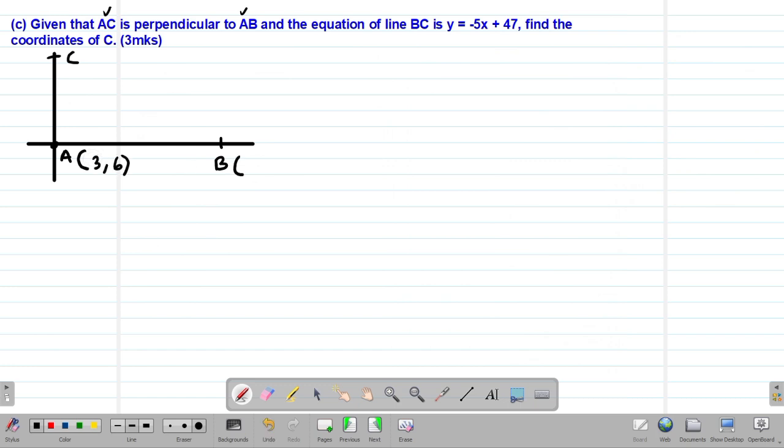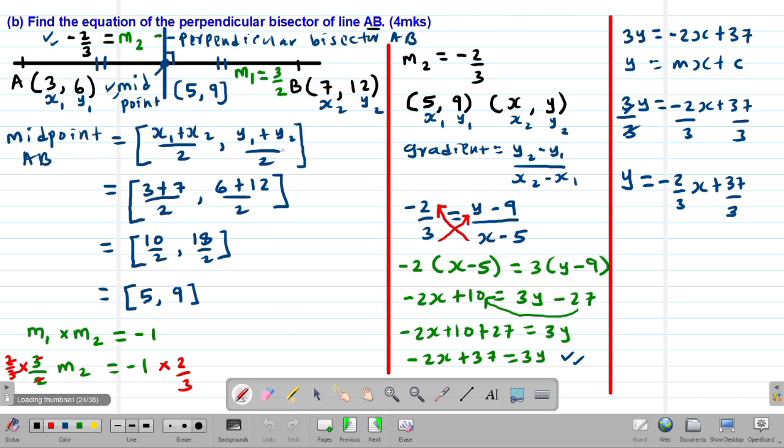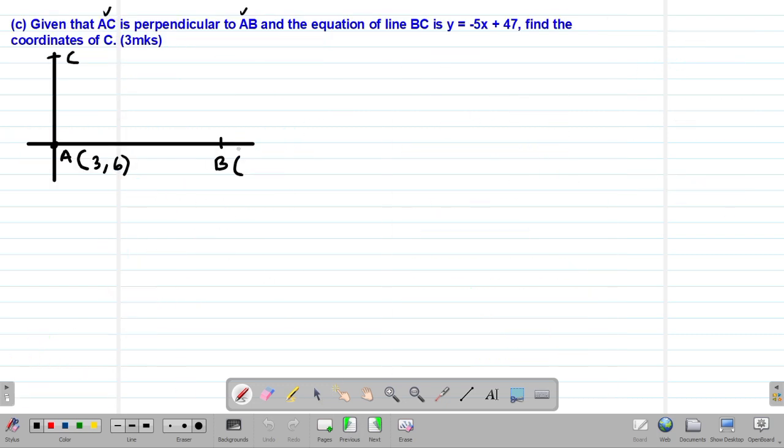Then B had the coordinates of 7, 12. Then I'm being told that AC is perpendicular to AB. So this angle is 90. Then of course, I'm given the equation for the line BC. BC, I'll simply connect these two. So this is what we are calling the line BC. We are given its equation to be y equals negative 5x plus 47.